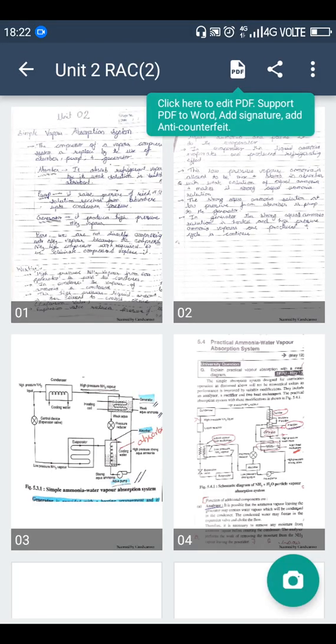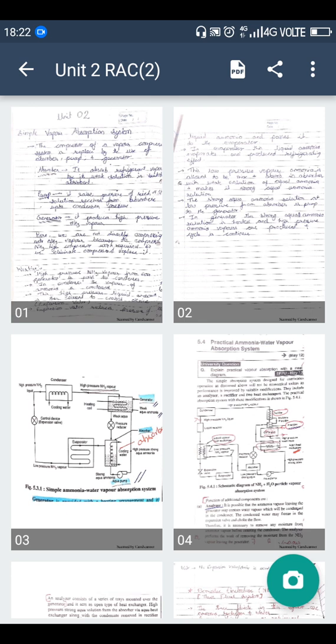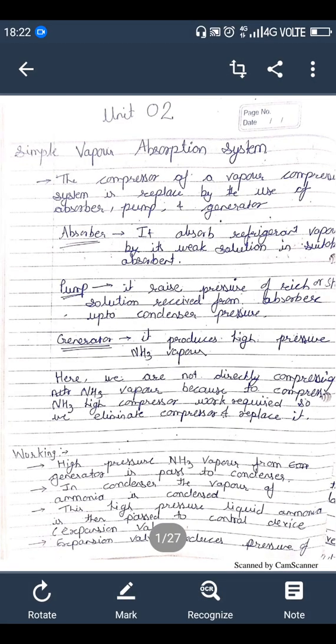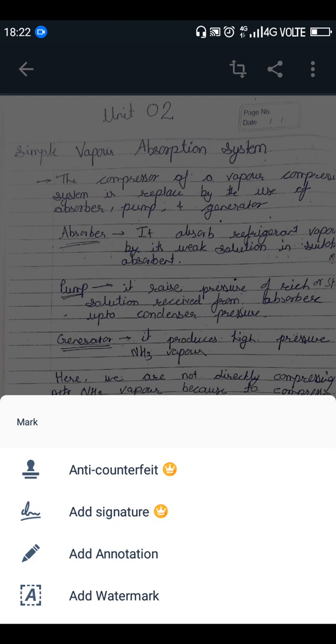Here we are only replacing the compressor with another three components, which are absorber, pump and generator. So what are the functions of these three: absorber, pump and generator? I already mentioned them here. You can see on your screen.